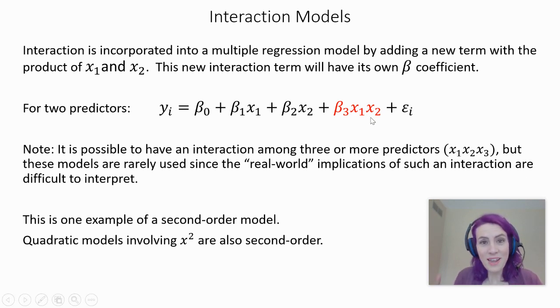So since we have an x times another x, it's kind of like, not exactly, but sort of like x squared. Like in what we call a quadratic model, where we actually do have a true x squared, we consider both of those second order models. Okay, so a first order model just has plain old beta coefficient times an x plus another one plus maybe some more. But in our second order model, we have x's being multiplied by themselves or by each other.